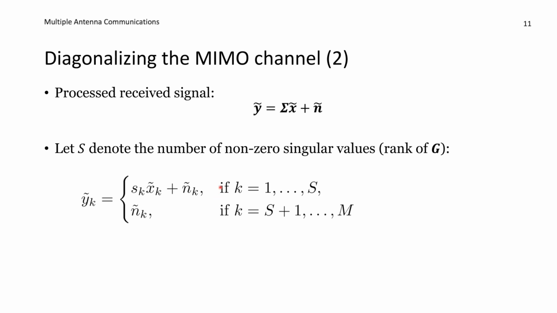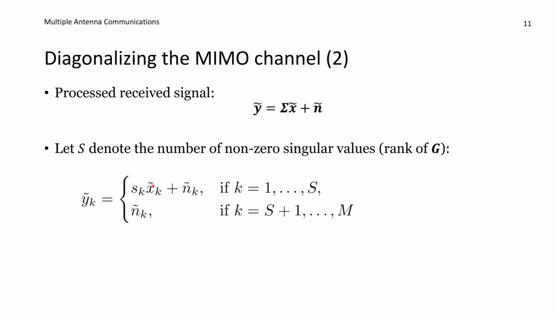So we have m received signals, so y tilde is going to be m-dimensional. The first one will contain one singular value, s1, multiplied with x tilde 1, which is the first transmitted signal in the x tilde vector, plus one realization of the noise. And then we get the same type of expression for all of the capital S non-zero singular values. So these are the first S rows in y tilde.